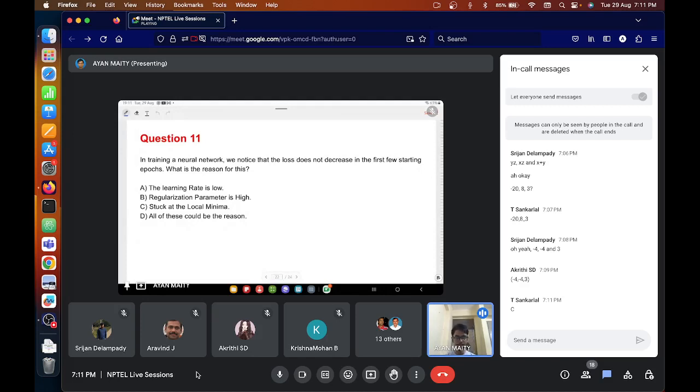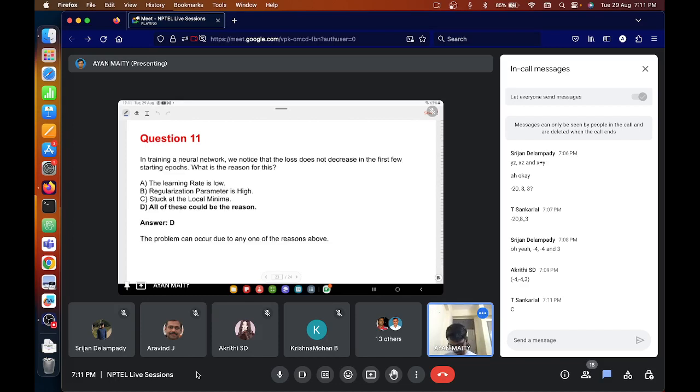Sankarlal says option C, which is stuck at local minima. Here the correct answer is D, that any of these three might happen. If the learning rate is very low, it might not decrease for the first few epochs. And if the regularization parameter is very high, the gradient descent algorithm is giving much more importance to the regularization factor rather than decreasing the actual loss function.